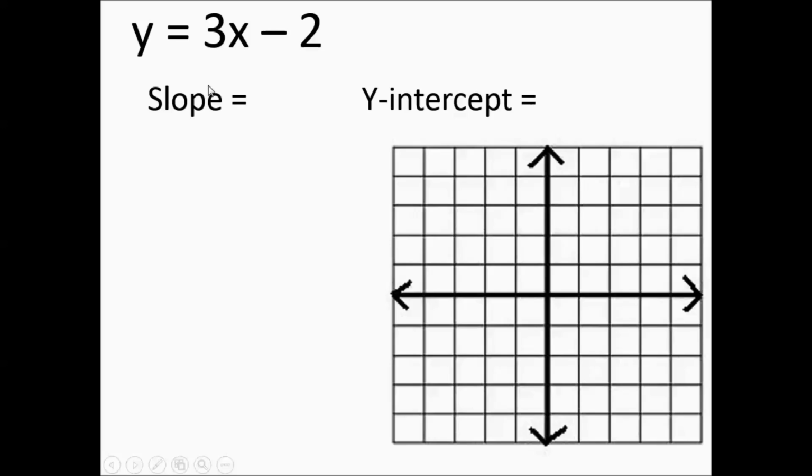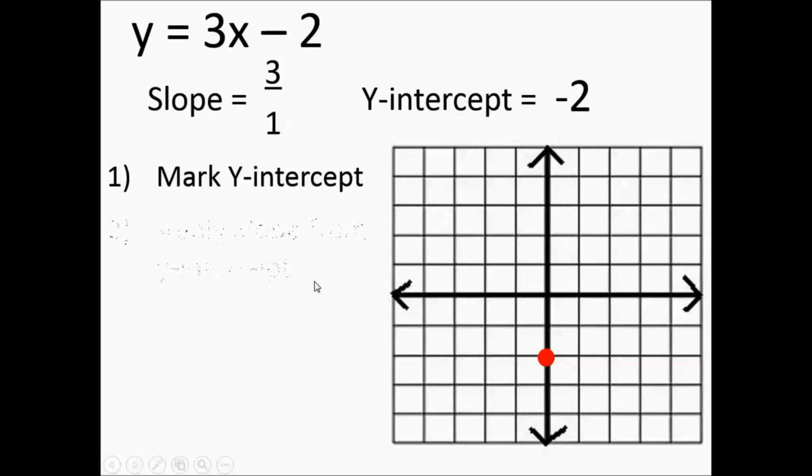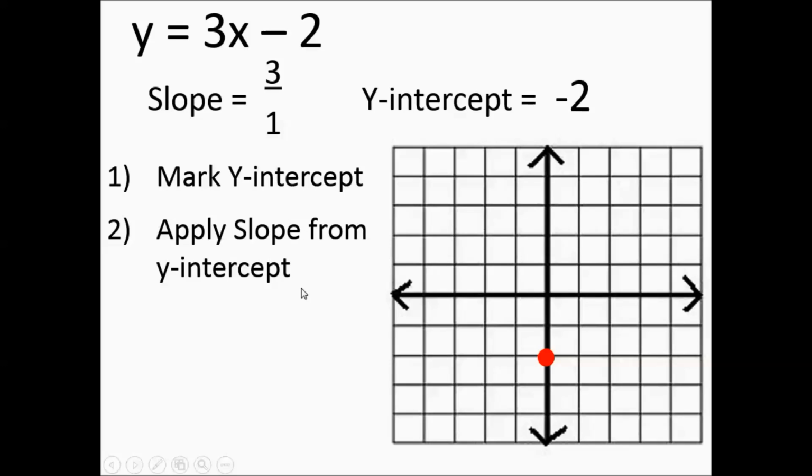The slope is always the coefficient, and we want to think of it as a fraction. So we could make 3 into a fraction by writing 3 over 1. The y-intercept is going to be this constant. Always remember to put the sign in front of it. So you've got this -2. The next thing we're going to do is mark the y-intercept. So we look at our y-axis and we say, hey, this is where -2 would be. Then what we're going to do, apply the slope from the y-intercept.